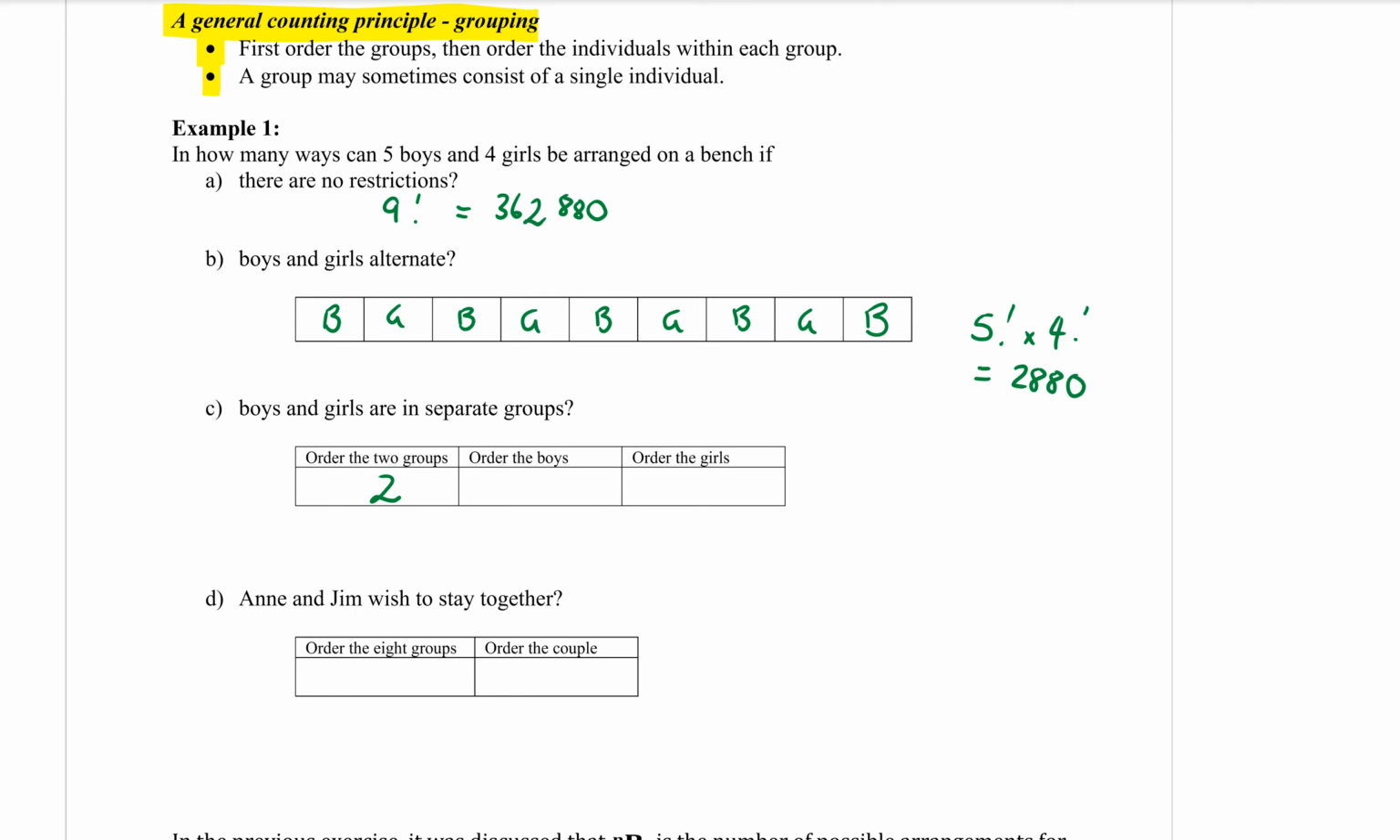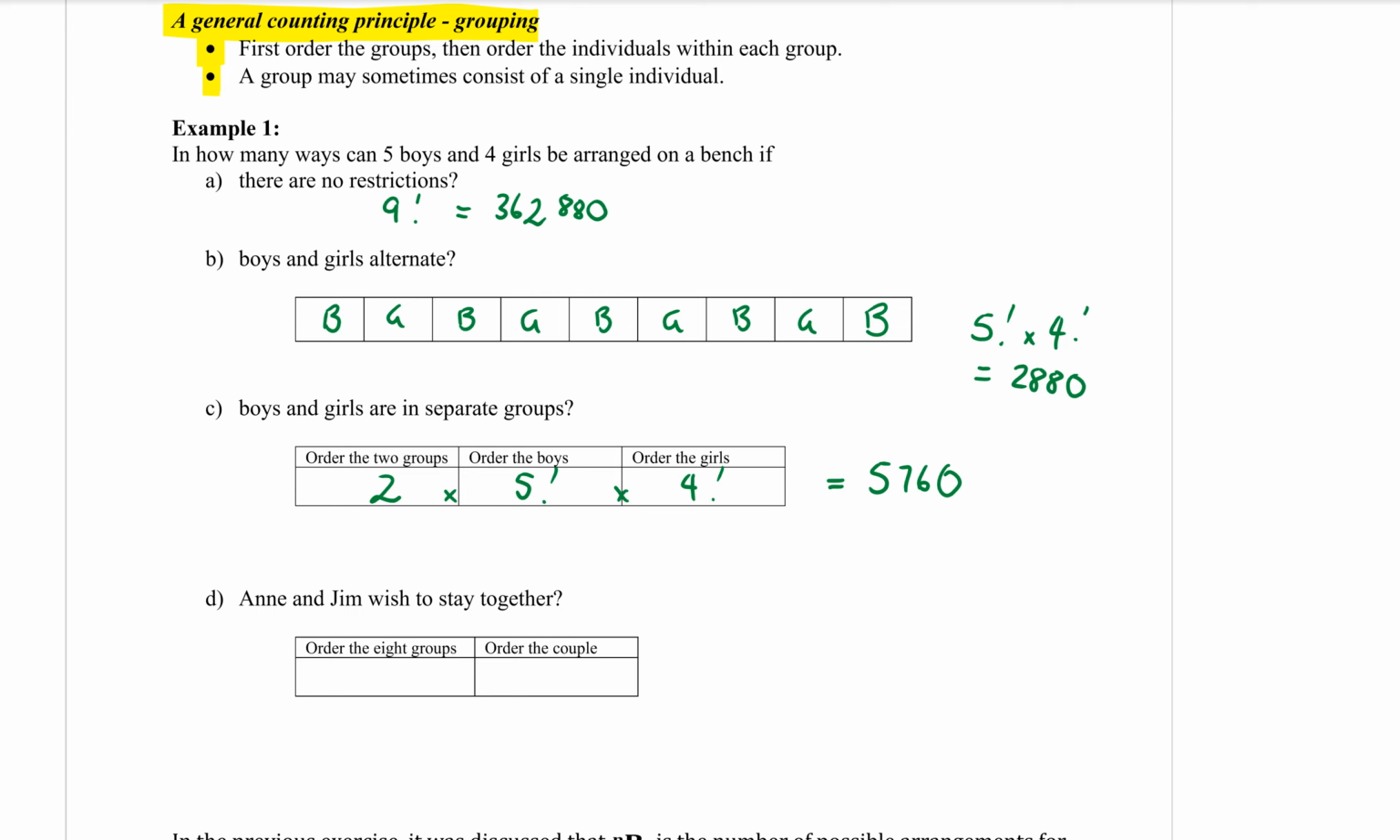Then I want to order the boys. How am I going to order those boys? 5 factorial, same as before. And order the girls, which is 4 factorial. So you're timesing those things together and you get your answer, which is 5760.